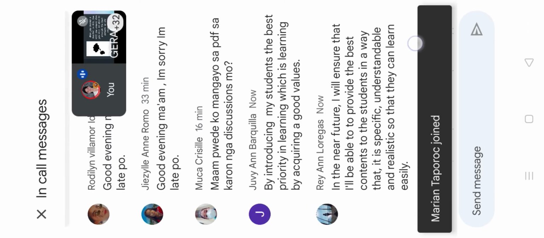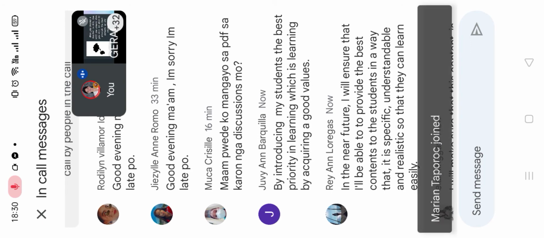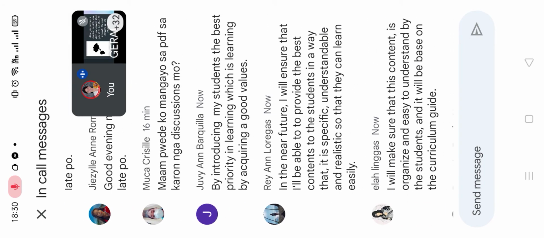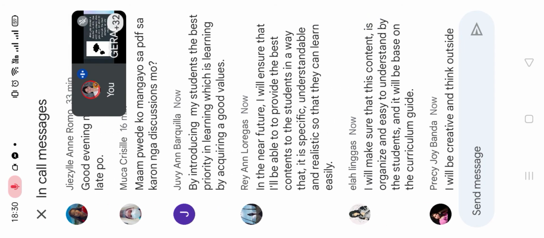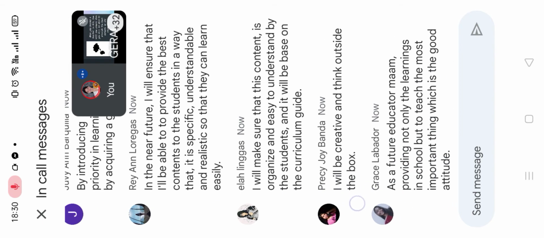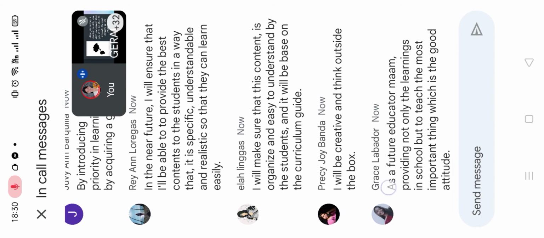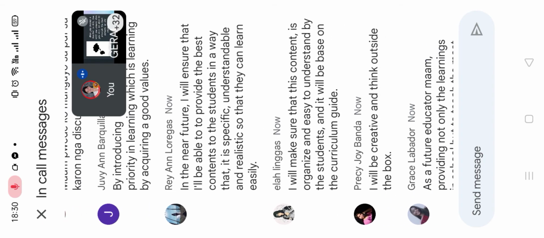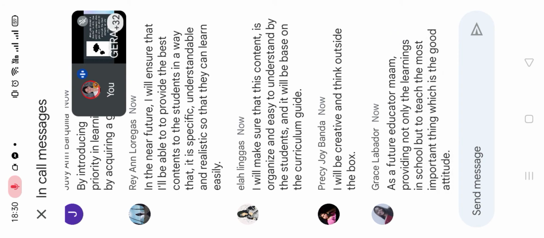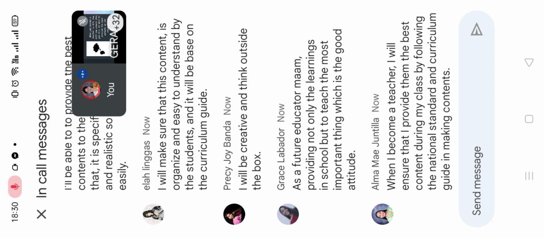Okay, we have here, introducing to my students the best priority in learning, which is learning by acquiring good values. Thank you. Specific, understandable, and realistic. Very good, of course. They can only learn easily if it is understandable and realistic. Organized, easy to understand by students, yes. And based on the curriculum guide, good.